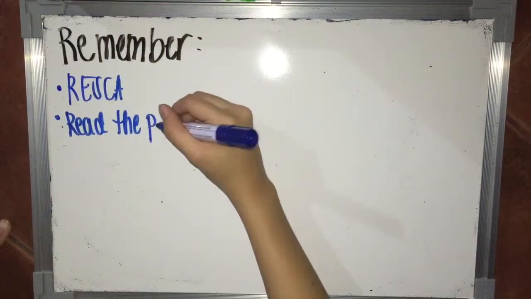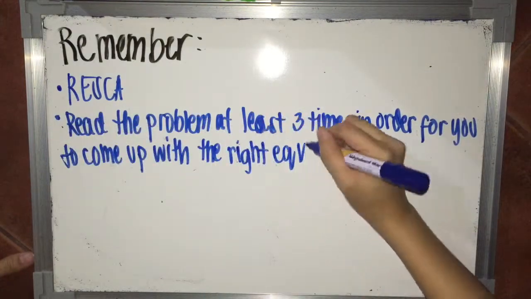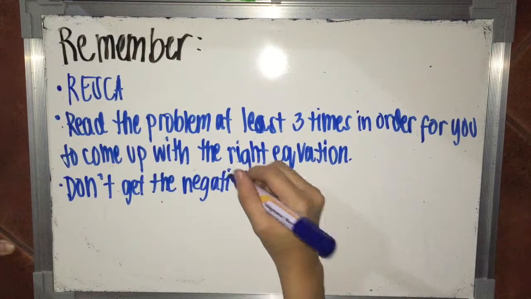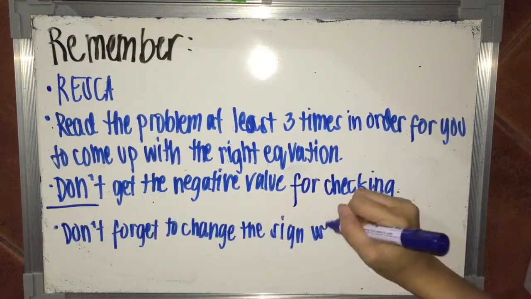Remember, read the problem at least 3 times in order for you to come up with the right equation. Don't use the negative value for checking. Don't forget to change the sign when transposing numbers.